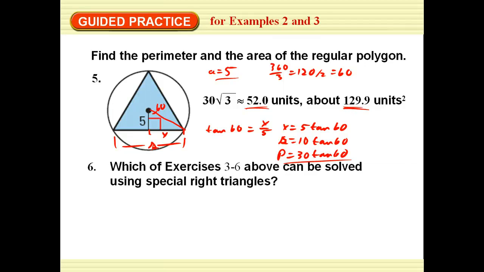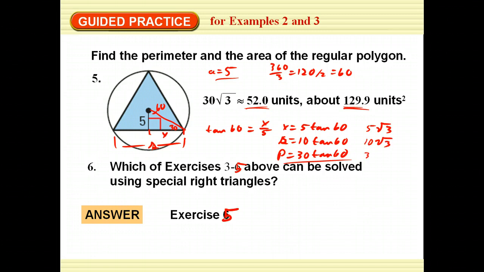Now, which one of these, 3 through 5, could be used for a special right triangle? That would be number 5. I could use that one as a special right triangle by remembering if this is 60, that's 30. So the length of x would be 5 times the square root of 3, which would give you a side of 10 square roots of 3 or a perimeter of 30 square roots of 3. Obviously, tangent of 60 must be the square root of 3.